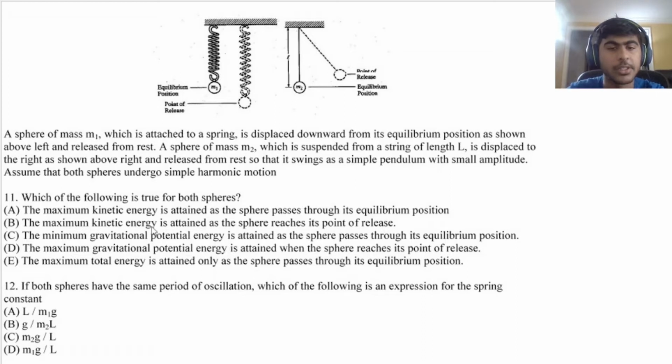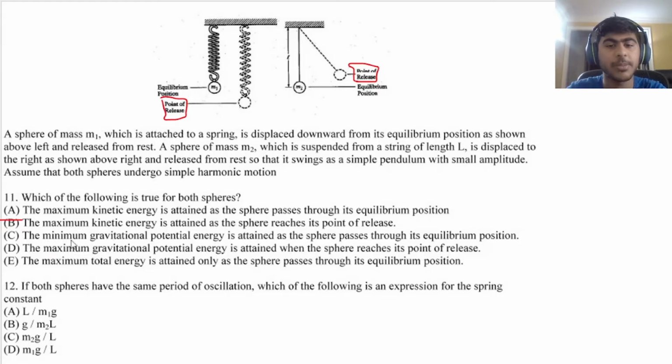Maximum kinetic energy is attained as the sphere reaches its point of release. Well, that's not true over here, right? The point of release is going to be the maximum displacement. Same here. That's where you're going to have the least amount of kinetic energy because it's going to be all potential energy. So this is not correct.